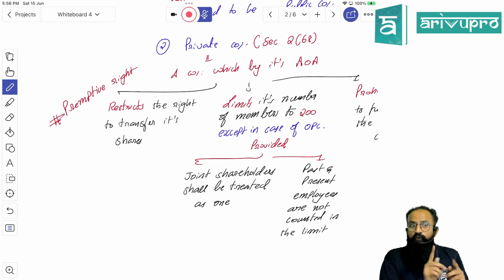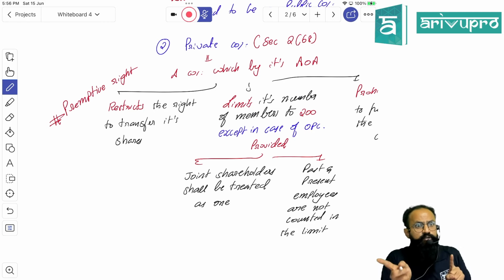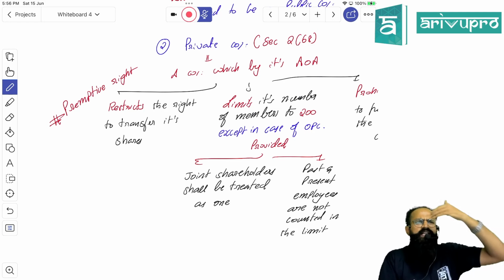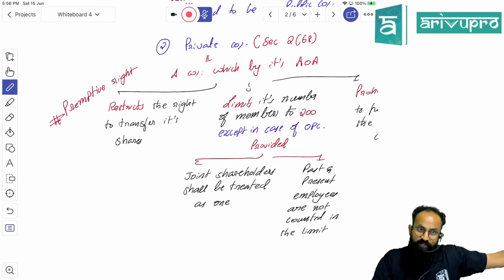Is that clear? Now, imagine if you are a shareholder of a public company. Should B first come and ask A before selling it to C? No. So this condition, this restriction is absent. It becomes a public company. You can sell it to anyone in the world. It is your choice. Is it clear to all of you?